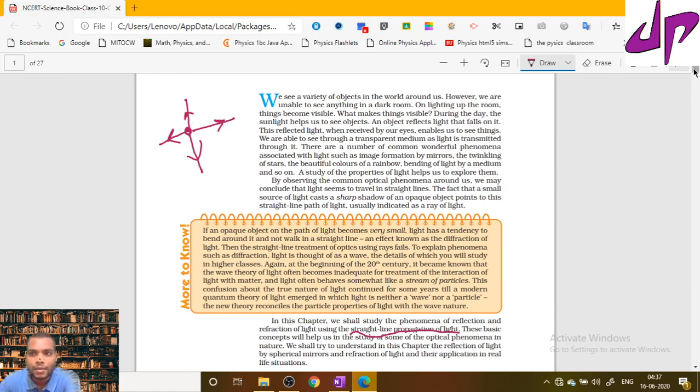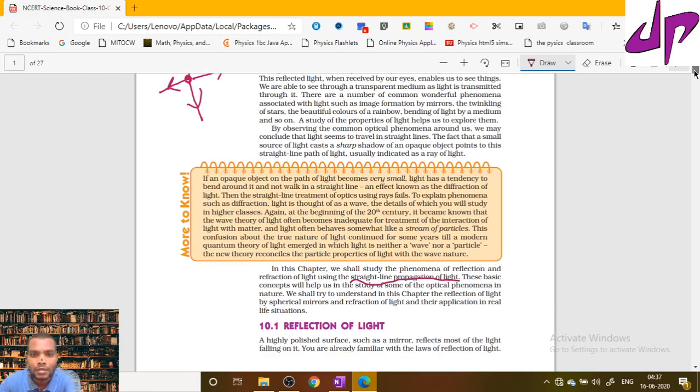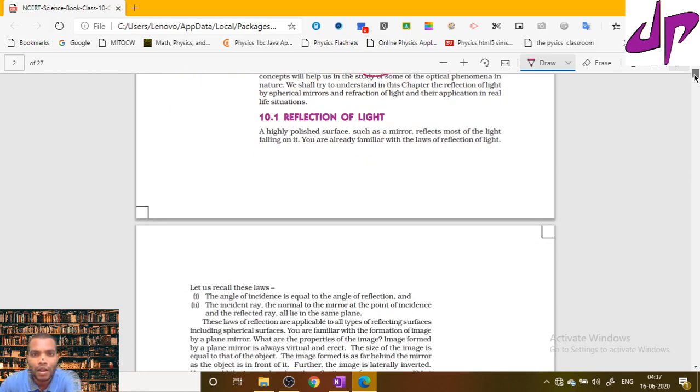To understand better, the first concept in this chapter we discuss is the reflection of light. Suppose this is a plane mirror, and this is the non-reflecting surface. If you draw a normal to this plane mirror, perpendicular to the surface, an incident light, a light which is falling, will become a reflected light.